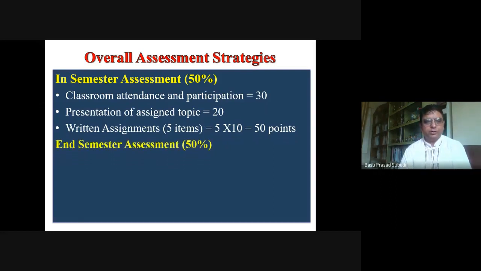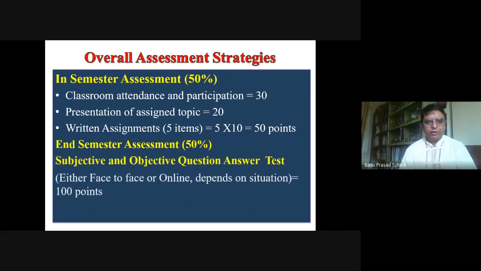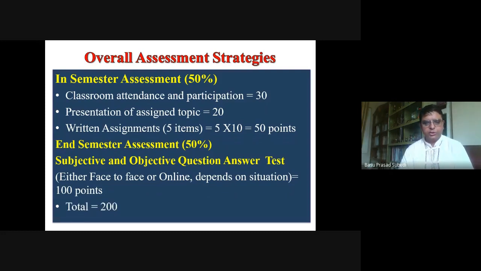Then we have another set of assessment strategy, that is the end-semester assessment, which carries 50% load. Under this we have a subjective and objective question answer test, and we conduct it as per the situation, either face to face or online, depending on the situation, and that carries 100 points. Altogether there are a total of 200 points of assessment.